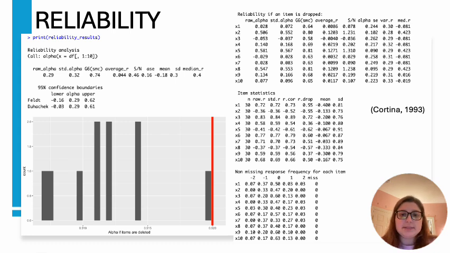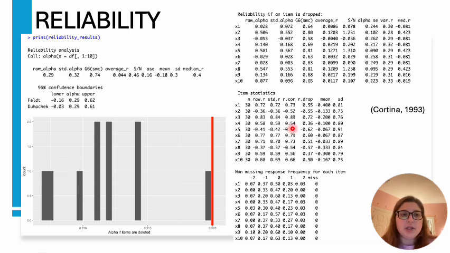And reliability is expressed using Cronbach alpha or the standardized alpha. So Cronbach alpha will take into account the differences in the item standard deviations, whereas the standardized alpha is typically used if the item standard scores are summed to form scale scores.